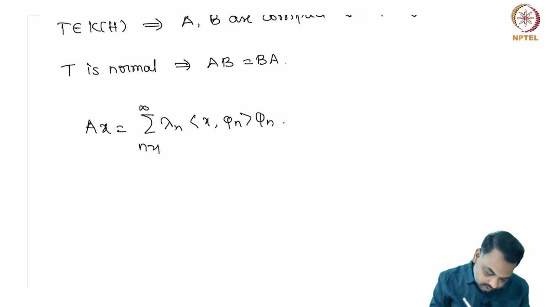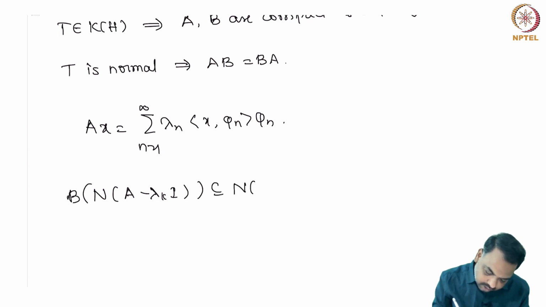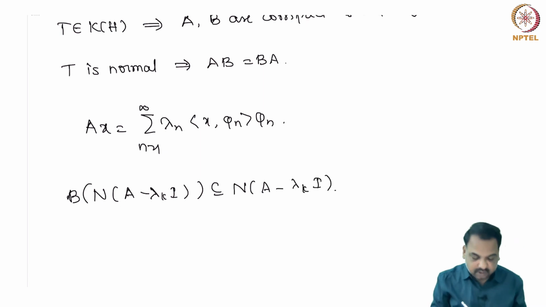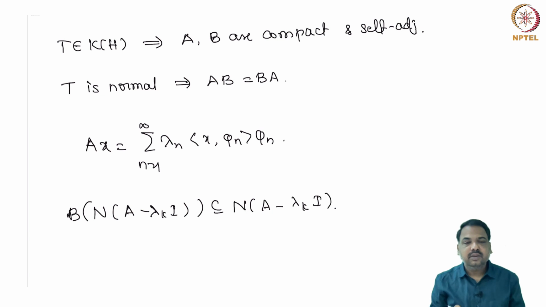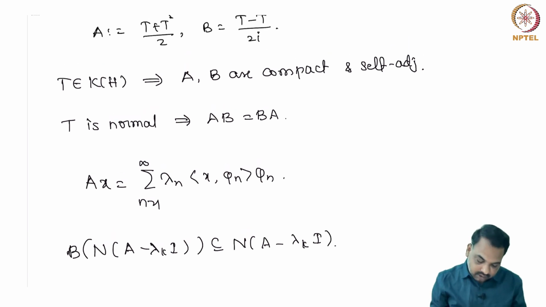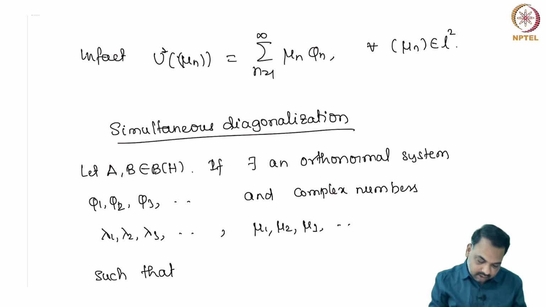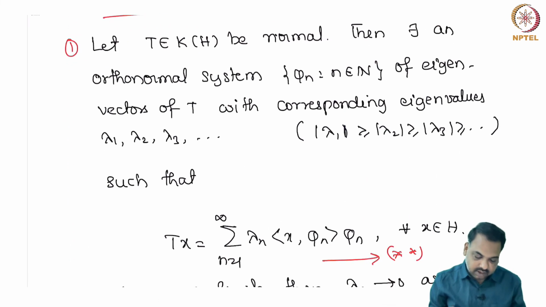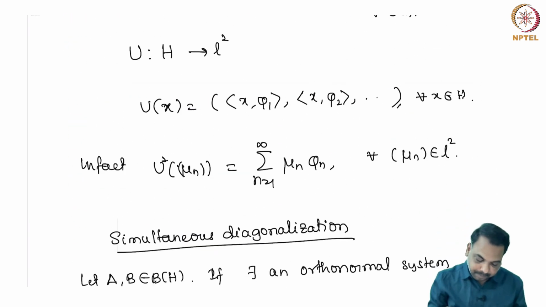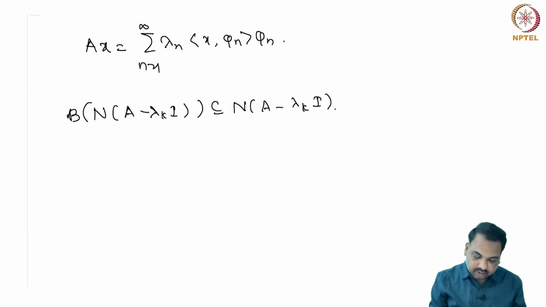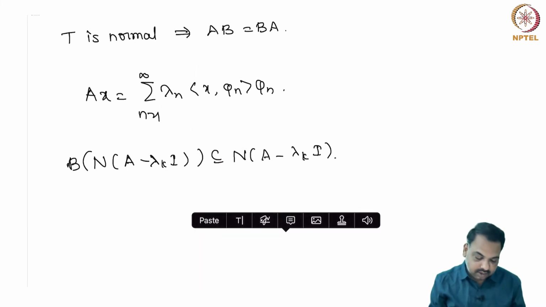So here what happens is the null space of A minus lambda k I is invariant under B. Similarly, if we take eigenvalues of B, then the corresponding eigenspaces of B are invariant under A. Now using this, actually we can get a common orthonormal system for both A and B, and we can get the result that we have proved just now. So this is about simultaneous diagonalization for compact normal operators. Okay, so I'll stop here. Thank you very much.